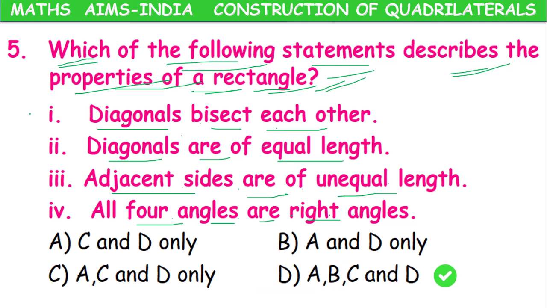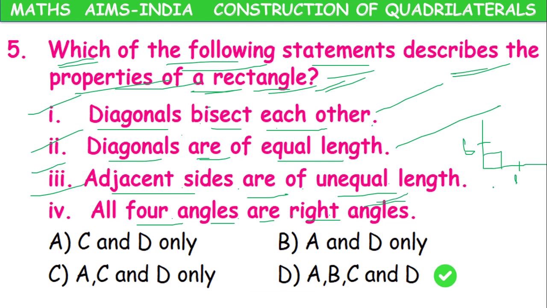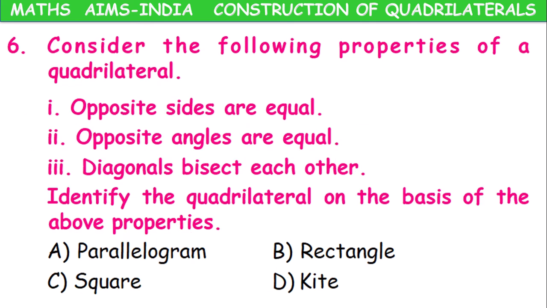So yes, all are correct, because diagonals bisect each other. Diagonals' lengths will be equal. Adjacent sides' lengths will be different, length and breadth will be different. All four angles are right angles. So the answer is option D, A, B, C, D.